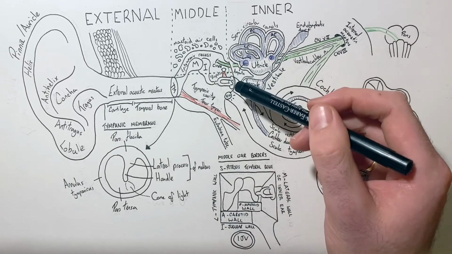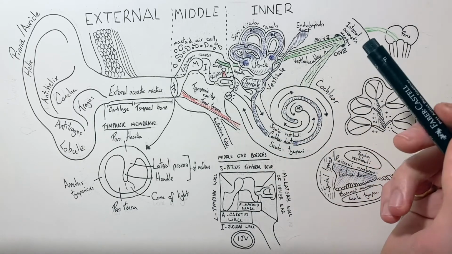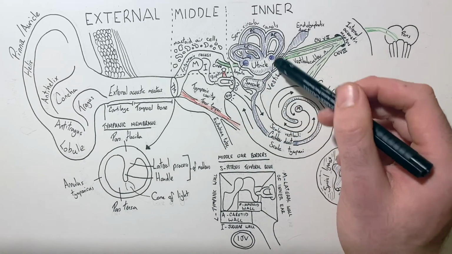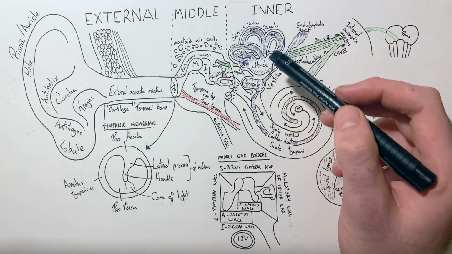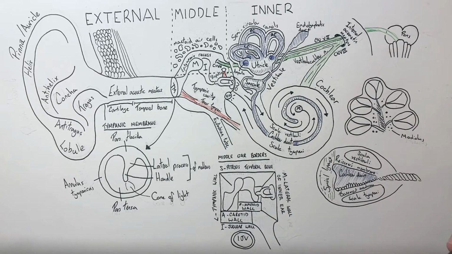Next, moving on to the inner ear, we've talked through both perilymph and endolymph, how these flow through the cochlea, where sound is interpreted. We've also talked through the vestibule and the semicircular canals and what their role is, respectively, in balance. And that finally brings us to the end of this video.